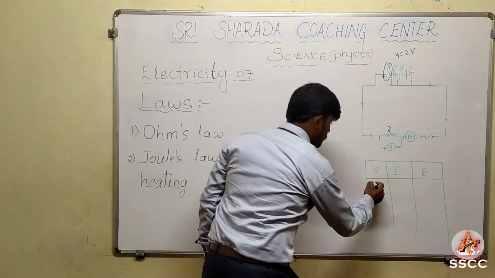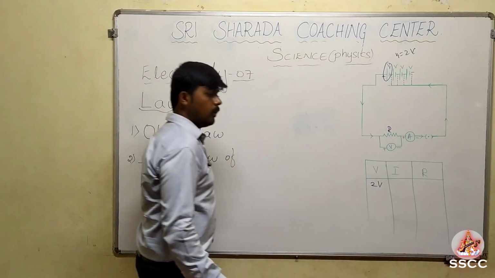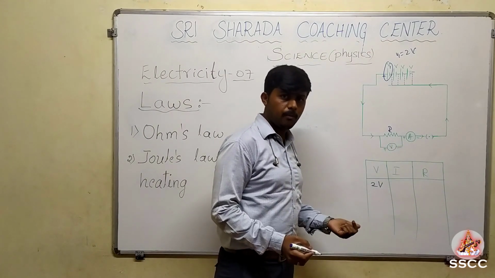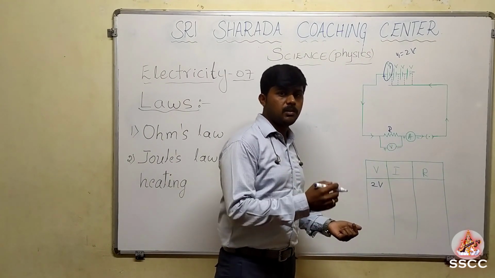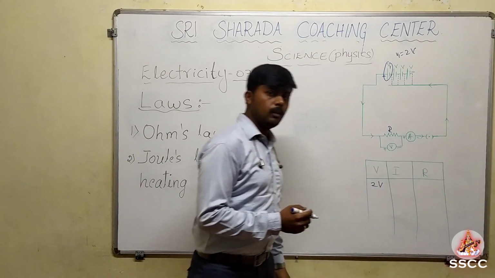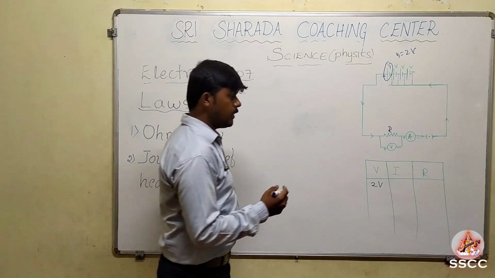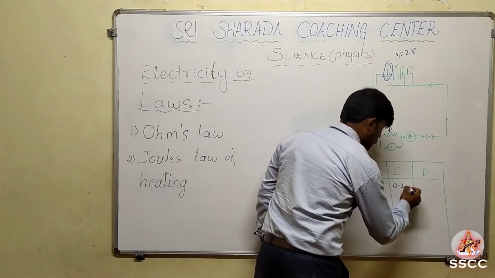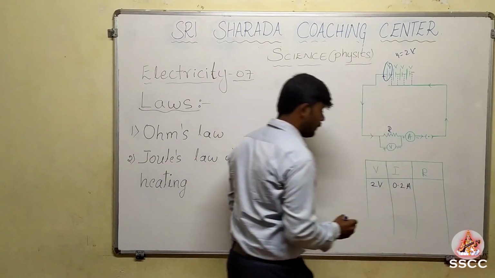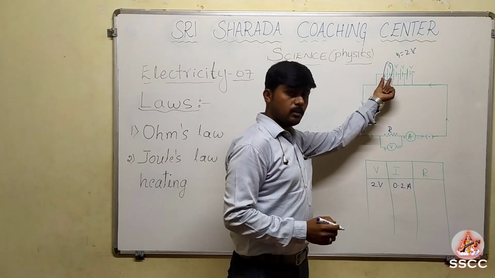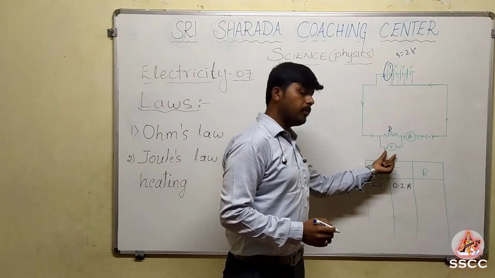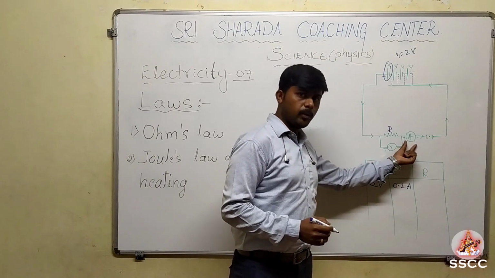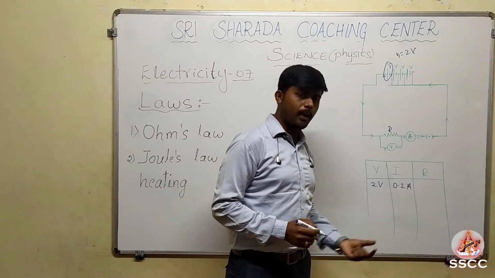Here the potential difference is 2 volt, and we are measuring the electric current in the ammeter. We know why we use the ammeter: it is an instrument which measures the electric current. Here we are measuring the electric current. For example, you may get 0.2 ampere. When using only one cell, the voltmeter shows the potential difference reading, that is 2 volt, and the ammeter shows the electric current reading, that is 0.2 ampere.